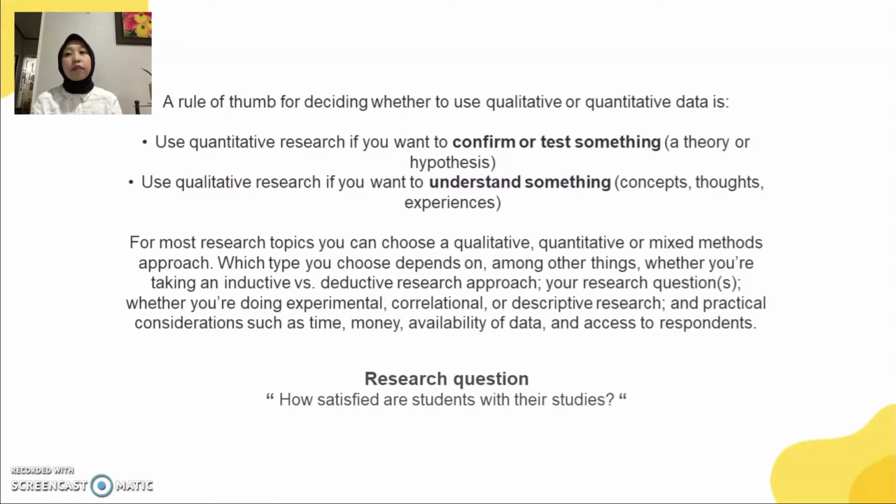Which type you choose depends on, among other things, whether you are taking an inductive versus deductive research approach, your research questions, whether you are doing experimental, correlational, or descriptive research, and practical considerations such as time, money, availability of data, and access to respondents. An example of a research question is: how satisfied are students with their studies?